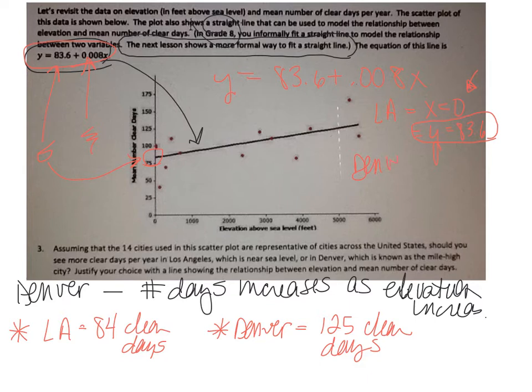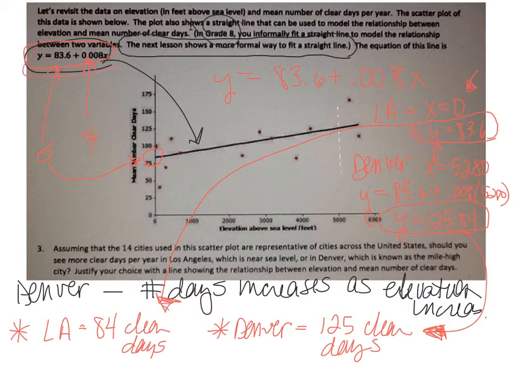If I look at Denver, which is the mile-high city, we have x equals 5280. I'm going to plug that in: y equals 83.6 plus 0.008, so yep, 2 zeros, times 5280. I'm going to get my handy-dandy calculator out, crunch some numbers, and that gives me y equals 125.84 days, which is pretty spot on the chart from the previous lesson.